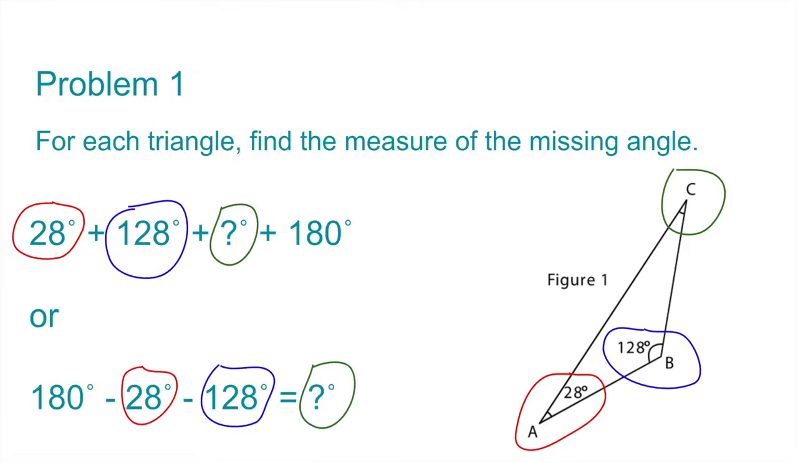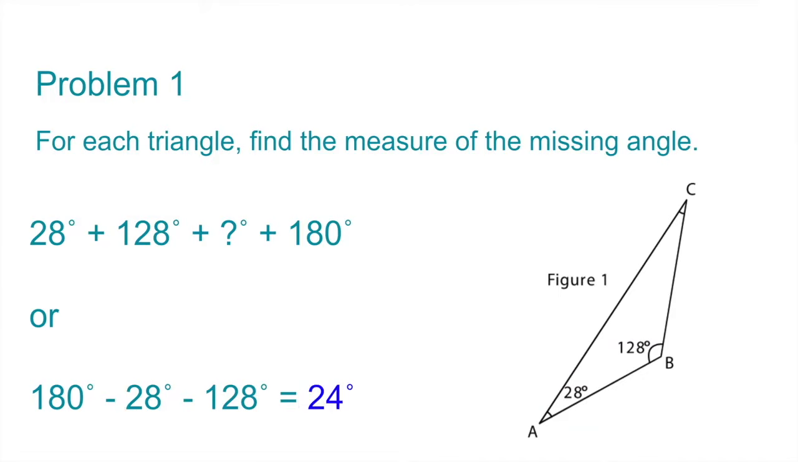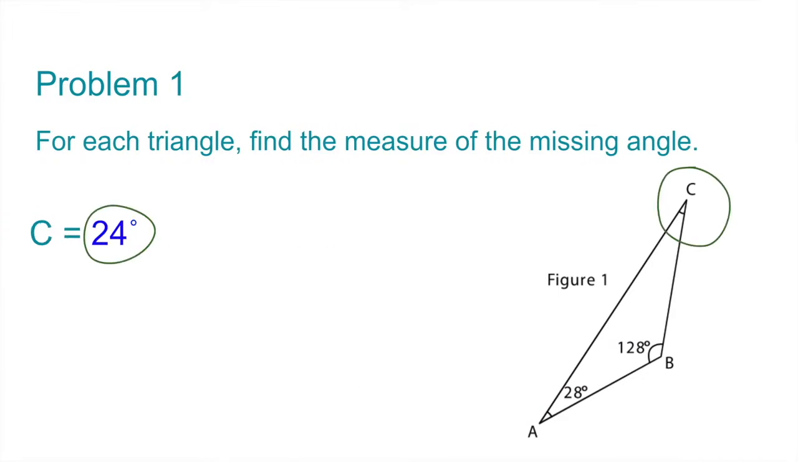Or we can look at it this way: 180 degrees minus 28 degrees minus 128 degrees will equal the missing angle C. And 180 degrees minus 28 minus 128 equals 24. So the missing angle C has a measure of 24 degrees.